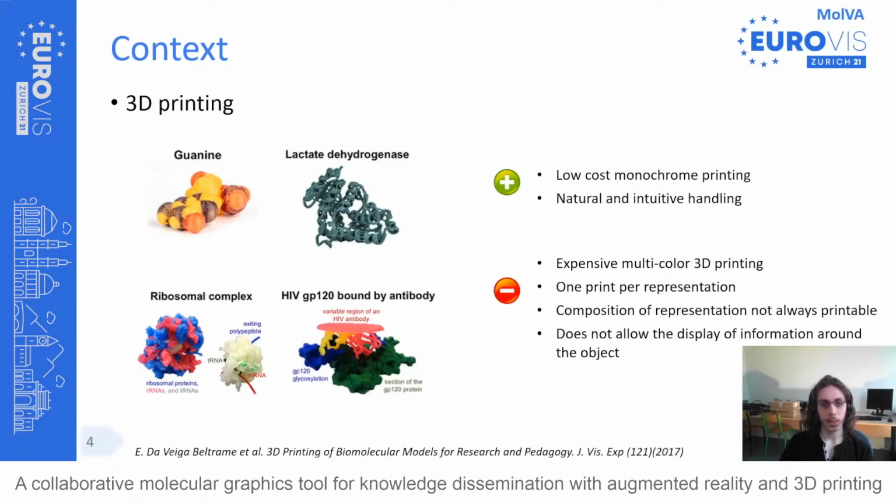Multicolor 3D printing is expensive. It's necessary to multiply the prints to allow different representations of the same molecule, and not all representations are printable. Indeed, to help understand a molecular docking, multiple representations are used. Sometimes there is no contact between them, which makes 3D printing of the composition impossible. Finally, the display of information around the object in transparency is not possible.